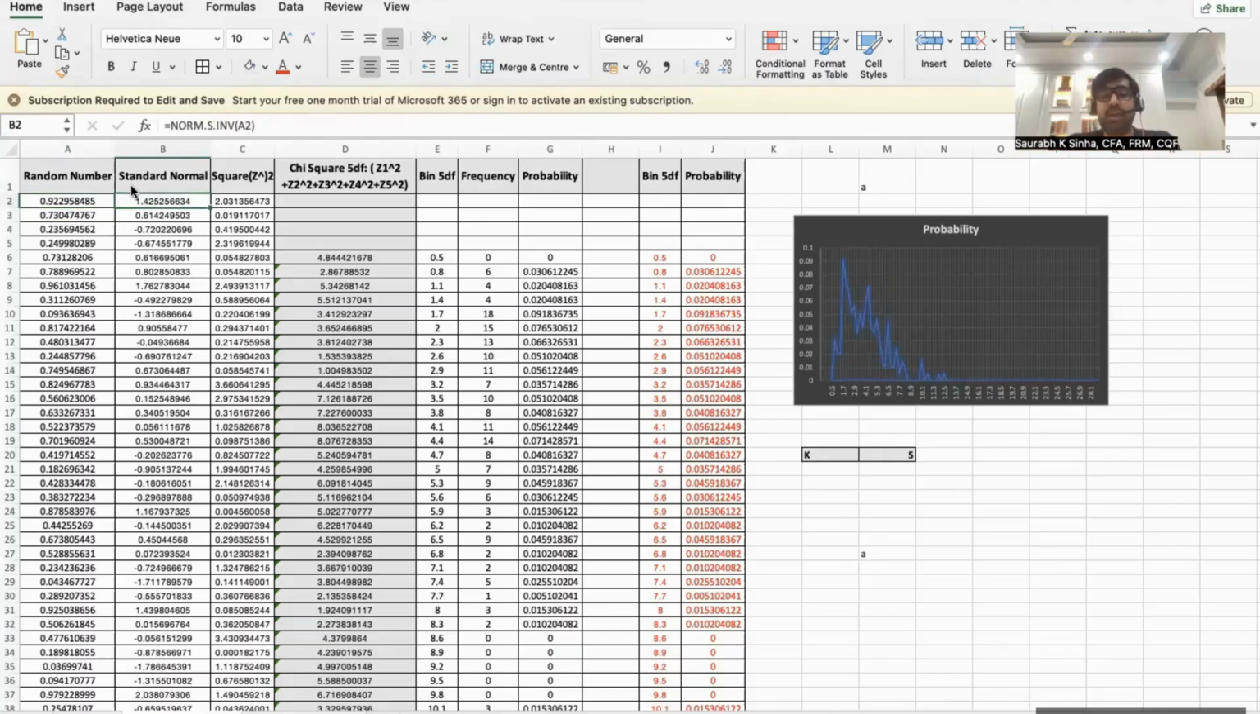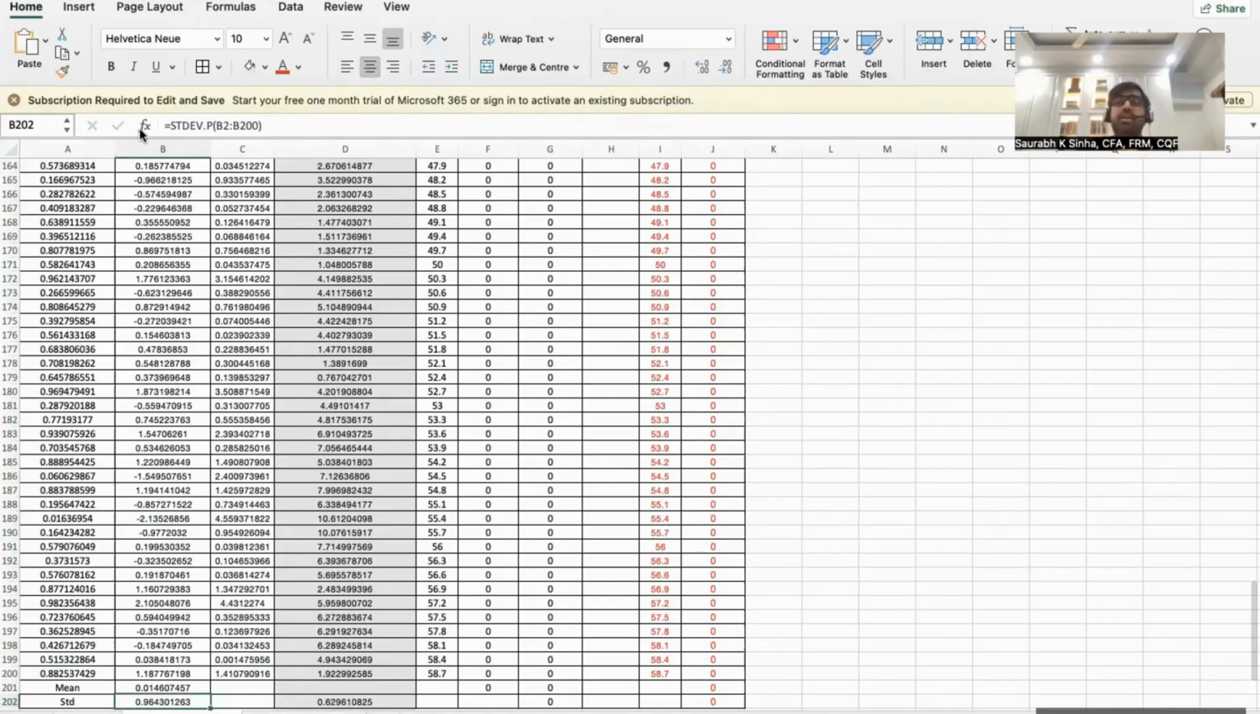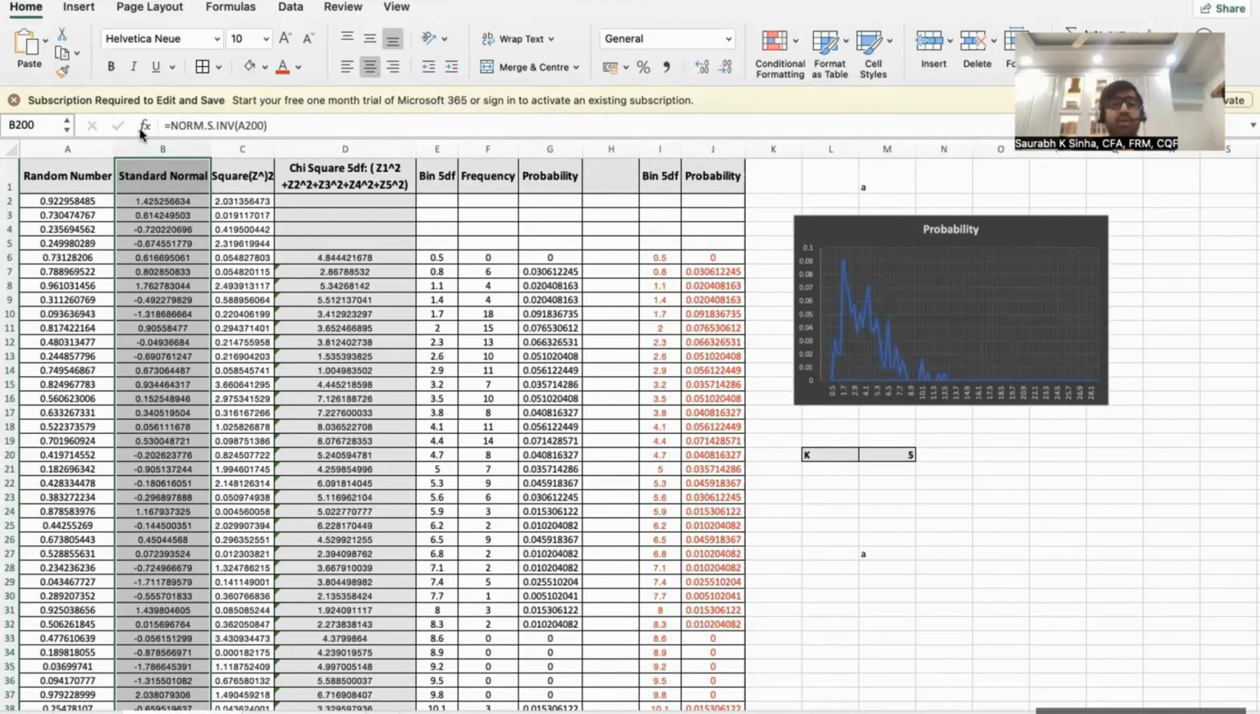So how can we create standard normal data in Excel with the help of a random number? For that, I have used the NORM.S.INV function of Excel, which will convert the data into a normal distribution with a mean of 0 and a standard deviation of 1. It is converting all the data points into a standard normal distribution. But please understand, I haven't taken 100,000 data points. I haven't taken 10,000 data points. I have just taken 199 or 200 data points.